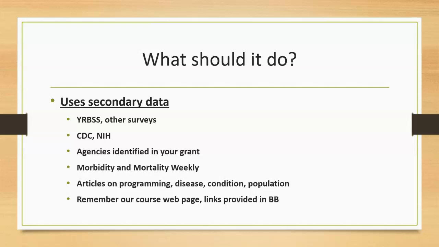So these are the types of things you're going to use for secondary data. YRBSS is a national survey, and there's other surveys. You can use web pages like CDC or NIH. Any web page that ends in .gov, .edu, or .org is almost always a reliable source.